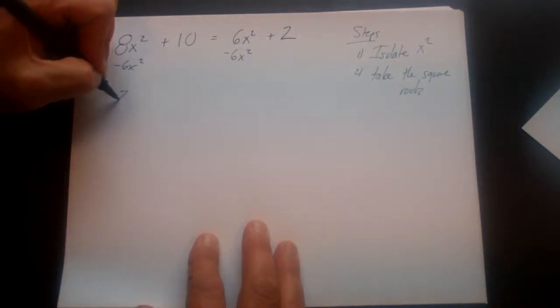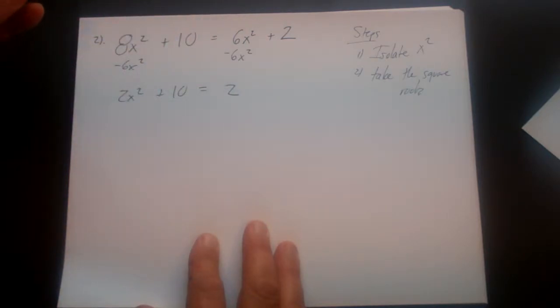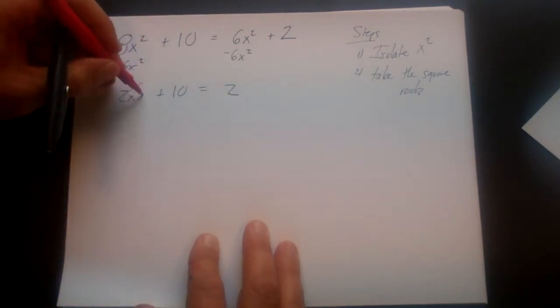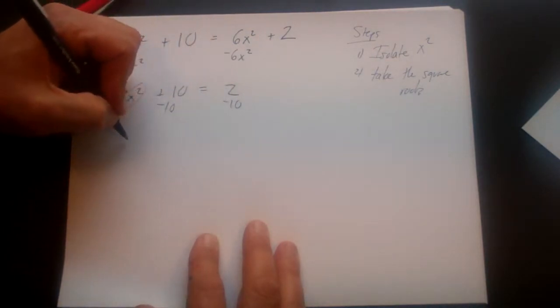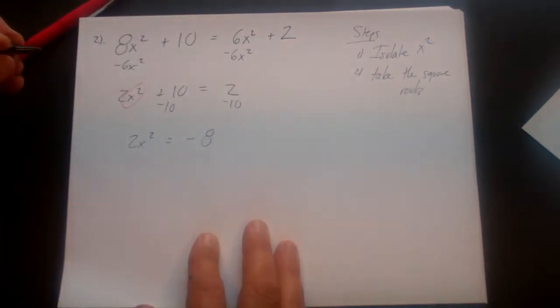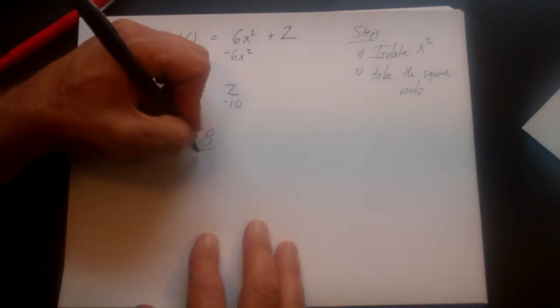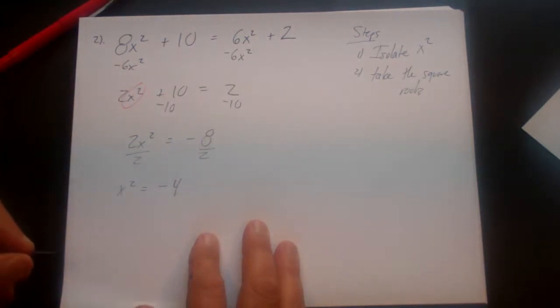So then you get 2x squared plus 10 is equal to 2. I want to isolate the x squared, so I'm going to put the 10 on the other side. So I'll subtract 10 and subtract 10. You have 2x squared is equal to minus 8. I'm going to divide by 2 and divide by 2, and I have x squared is minus 4.